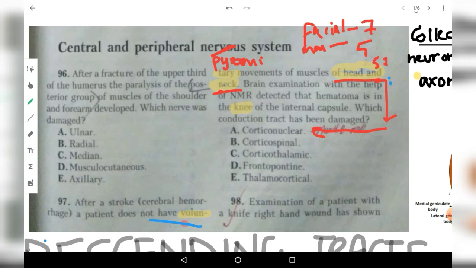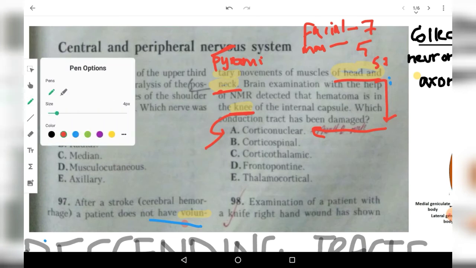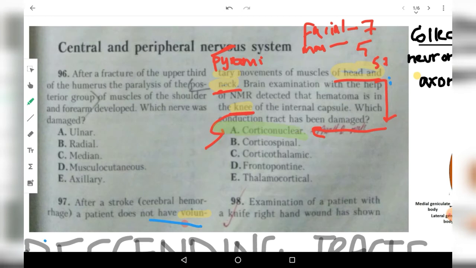Now another keyword that they have given is that the damage is in the knee of internal capsule, the knee or the genu of internal capsule. So now it's another hint, and it is also pointing towards what? Corticonuclear tract. So the answer is corticonuclear tract.